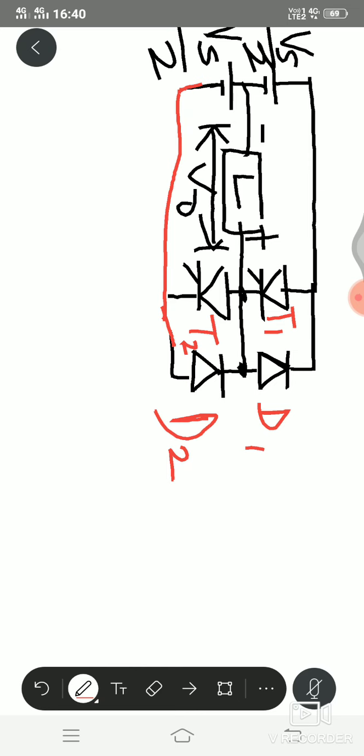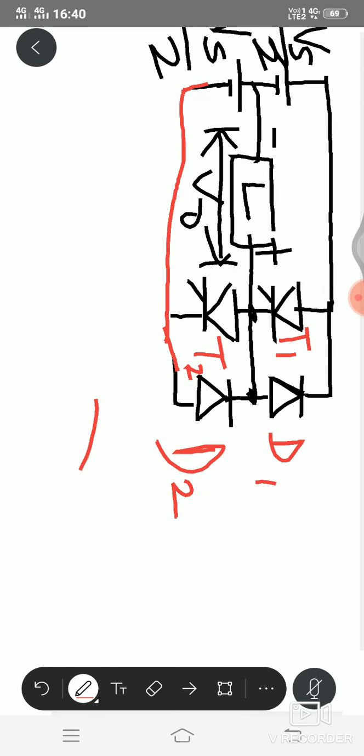Okay, now let us understand the working of the circuit. This is called one phase because one phase type of supply, one phase type of output AC voltage will be obtained over here.